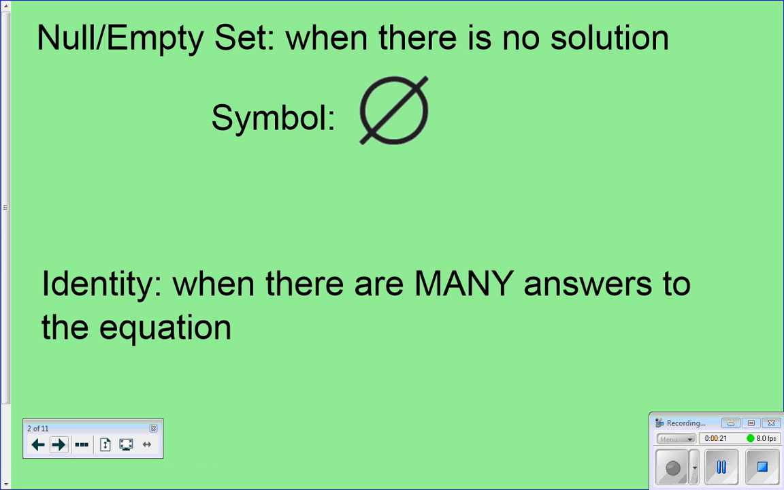All right, so a few things you need to know. Because sometimes not everything can have an answer, believe it or not. Sometimes not everything can have an answer. And that's called a null set. There's no solution. And I'll show you examples of null sets where there's no solution.